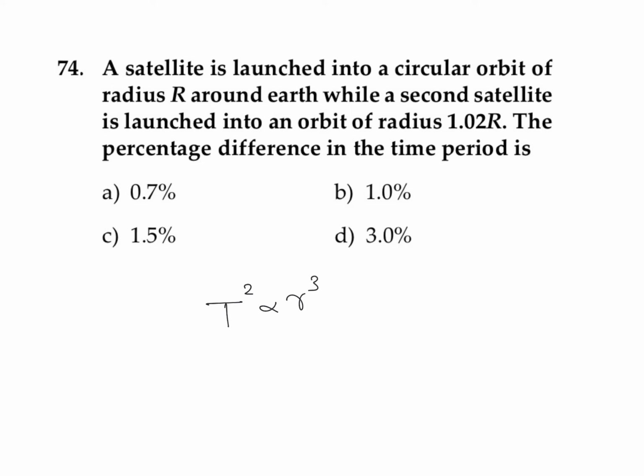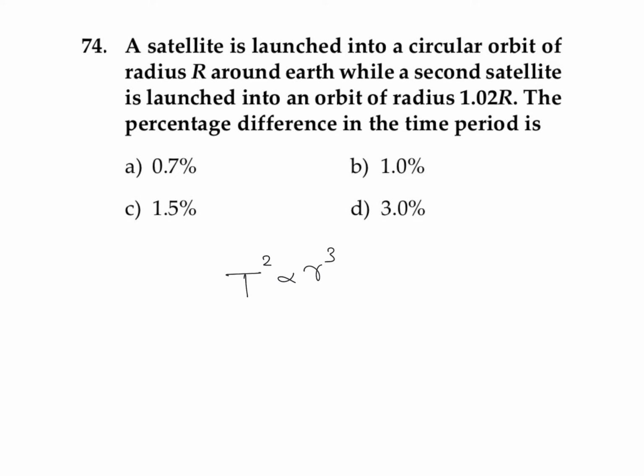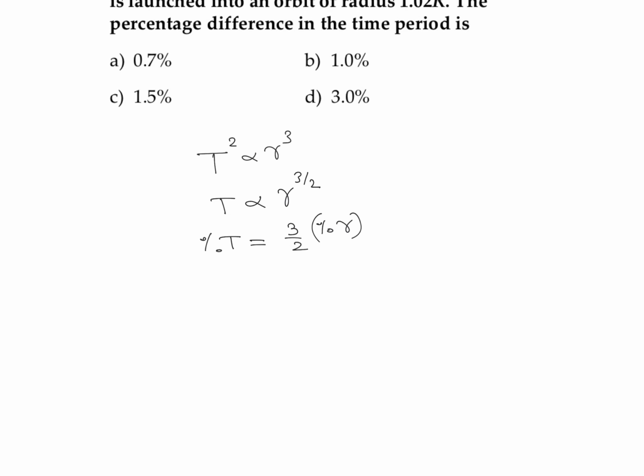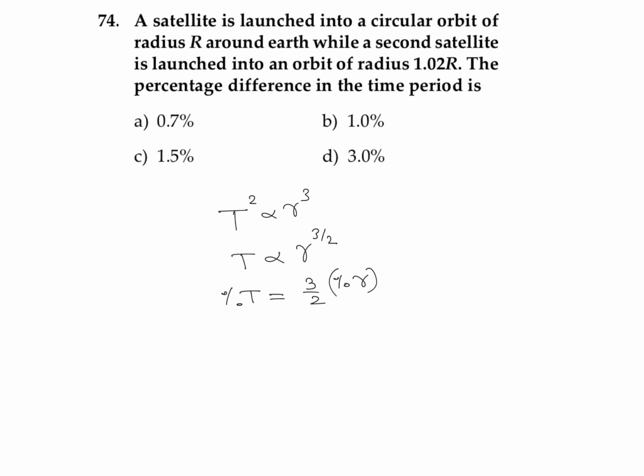So we have to find out the percentage difference in time period. So we know that we can write T is directly proportional to r raised to 3 by 2. Or we can write the percentage change in time period is equal to nothing but 3 by 2 times the percentage change in r. So first we can observe what the percentage change in radius is over here.